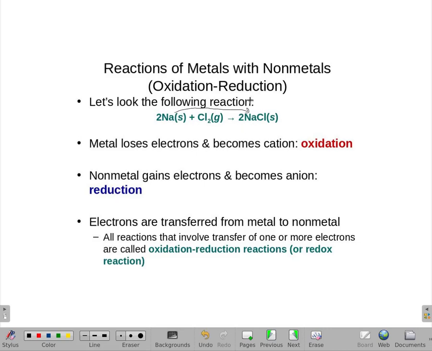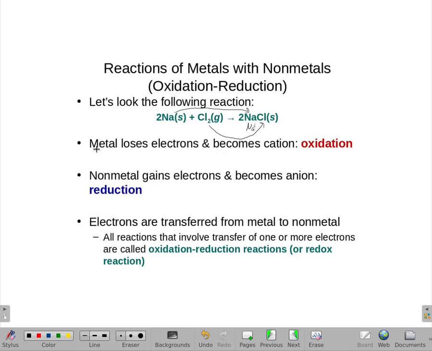Even though they're both sodiums, this is an Na plus. To do that, that sodium had to lose an electron. And the Cl technically gained an electron. So we had to have one species lose electron, one species gain the electron for that reaction to happen. That gain and loss of electrons is the reduction oxidation reaction or oxidation reduction reaction.